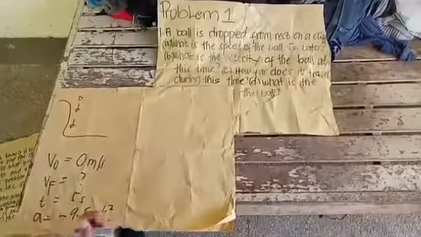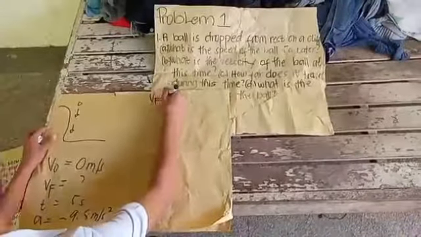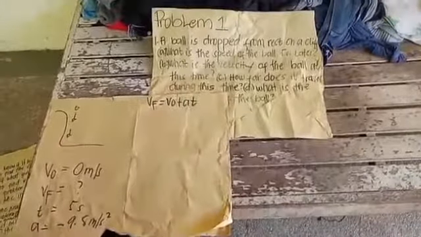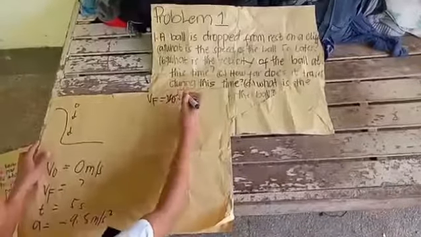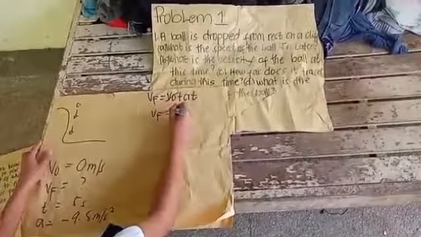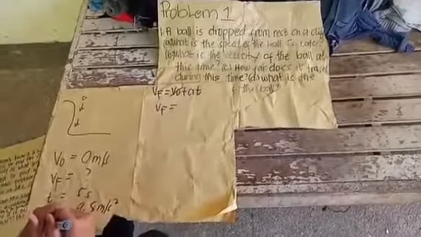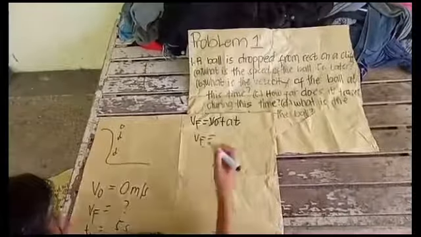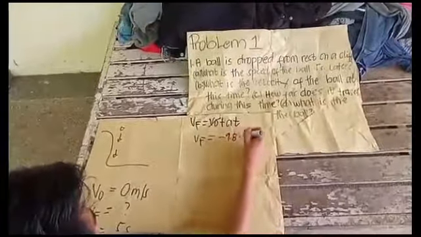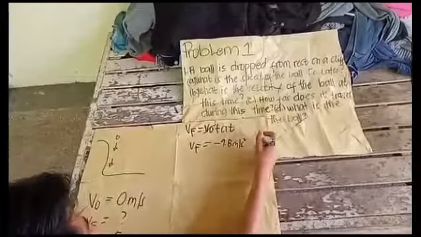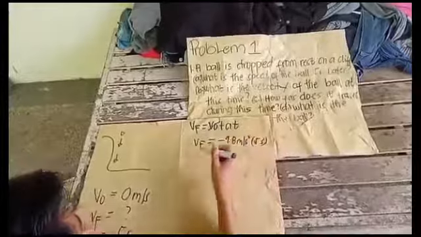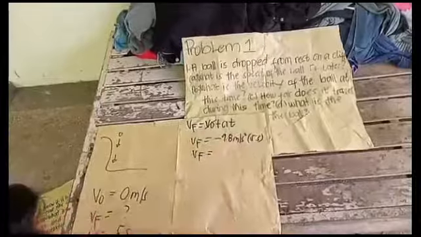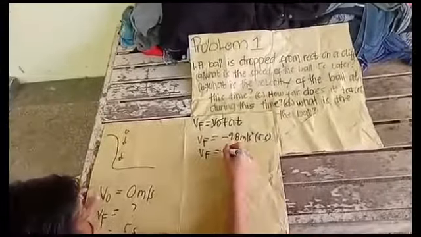So the formula that we're going to use is final velocity equals V naught plus at. As we know, our V naught is 0, so we're not going to use it. To get the final velocity, we need to multiply the acceleration, which is negative 9.8 due to gravity, and the time, which is 5 seconds. Multiplying negative 9.8 meters per second squared times 5 gives us the answer of negative 49 meters per second.